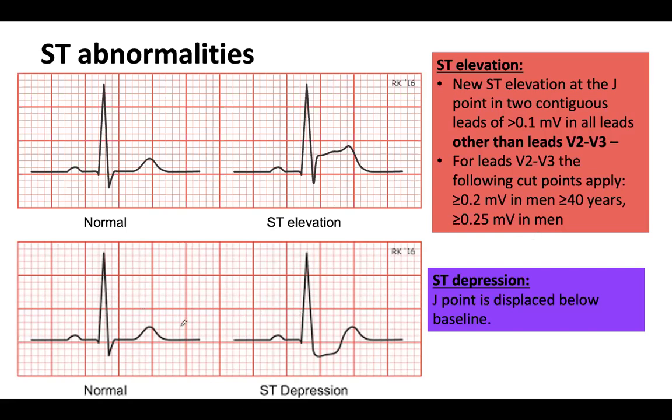And then here we have ST depression. So if we say the J point is somewhere around here, we can see that there's ST depression because the J point is displaced below the baseline of where it should be. So this is normal, abnormal. You can see where the baseline should be. And then again here, you can see this ST segment elevation where the J point should be, which would be around about here.